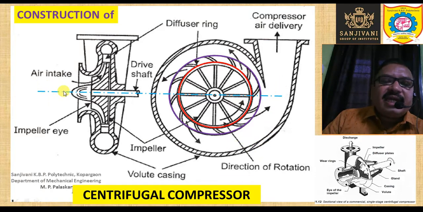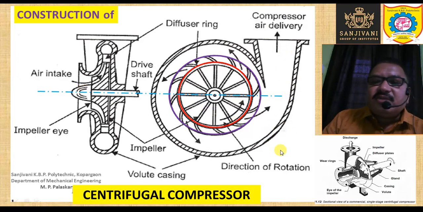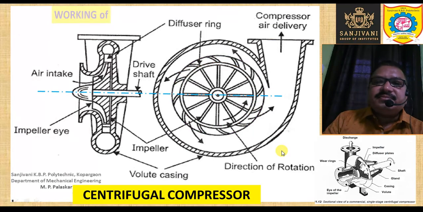So the air enters from the center in the axial direction, and here the compressed air leaves the centrifugal compressor, say in the tangential direction. So this is the inlet, and this is the outlet of the air. Before compression, the air enters here and it leaves like this. So this is nothing but the construction of the centrifugal compressor.